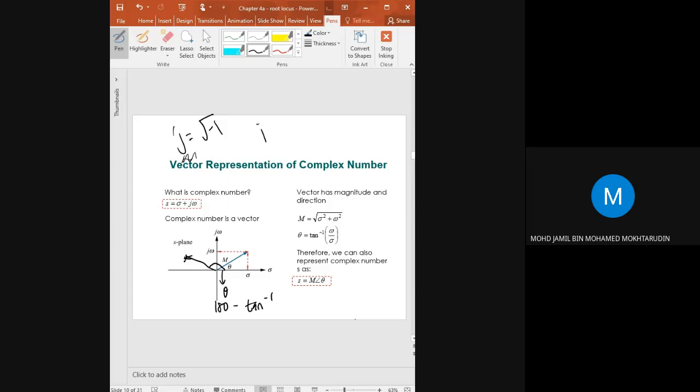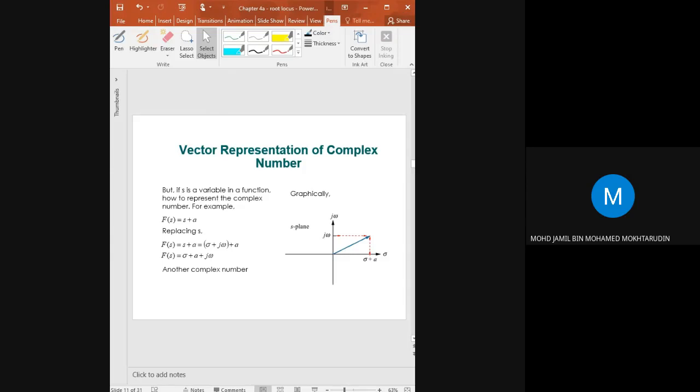Then you can represent the complex number from s equals sigma plus j omega into s equals M angle theta. Okay, so this triangle symbol here represents angle. So we can represent s equals M angle theta. So let's say you are given a function of a complex number F(s) equals s plus a, then you can replace s with sigma plus j omega, and F(s) becomes sigma plus a plus j omega, and another complex number will form, if you replace s with sigma plus j omega.